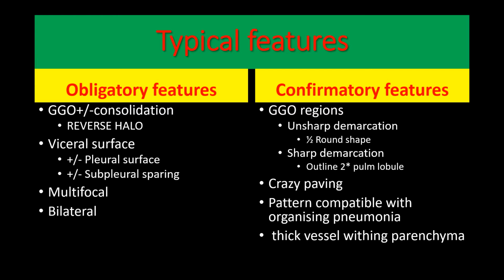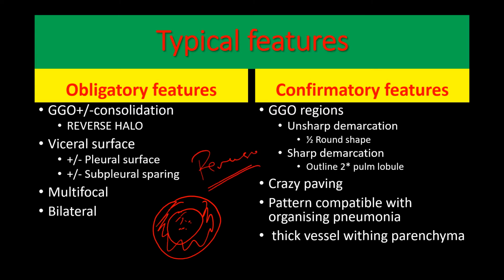And then the patterns compatible with organizing pneumonia, specifically peripherally arranged consolidation with central ground glass opacity, the classical reverse halo sign. Again, this is peripherally located consolidation with central ground glass opacities. Reverse halo sign is what we see mainly in organizing pneumonia. A similar picture can be seen in case of COVID, so that is a confirmatory feature.